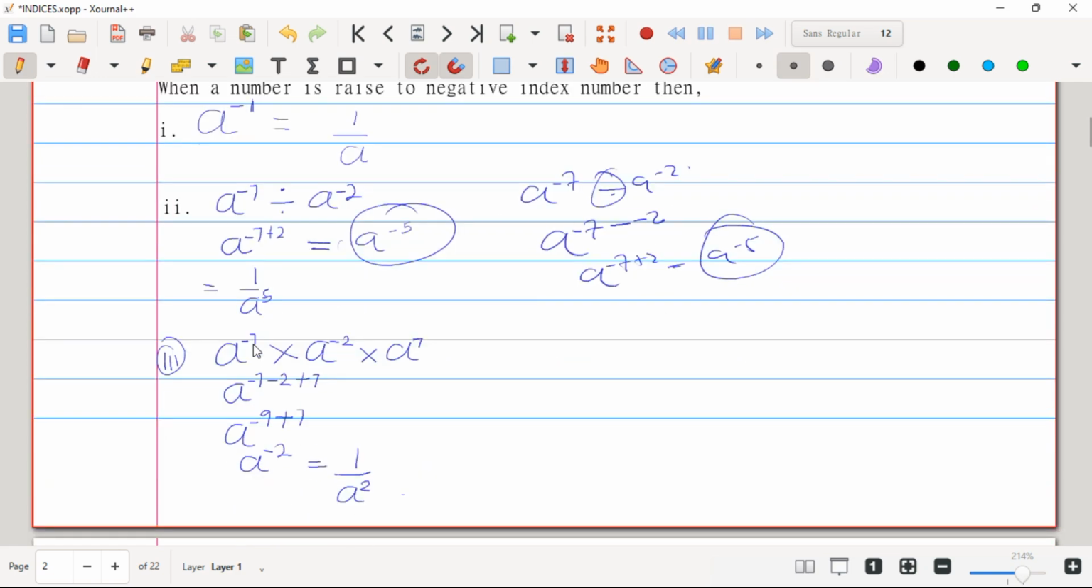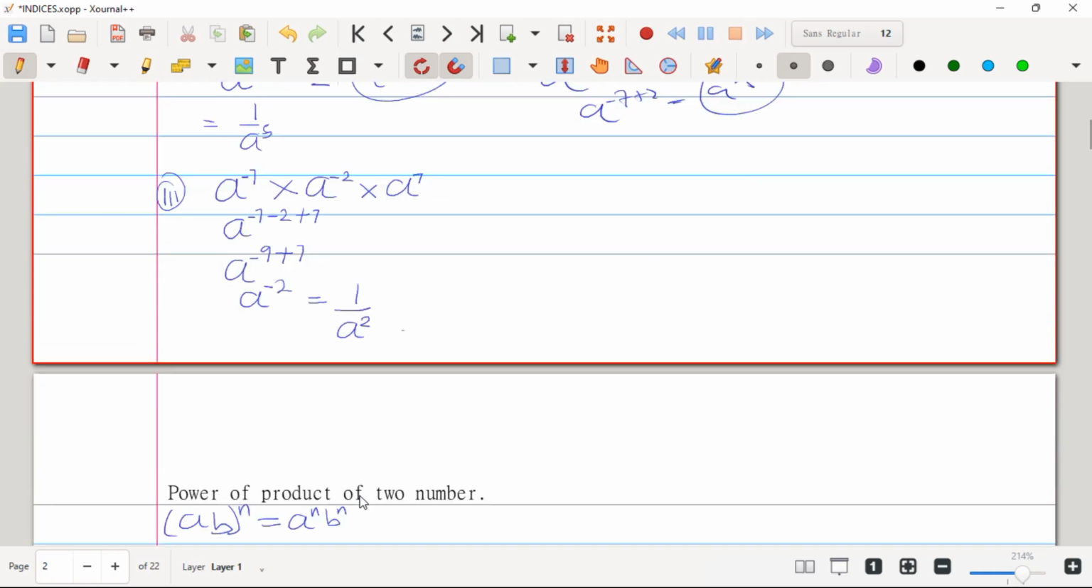So here we have a raised to the power negative 7 times a raised to the power negative 2 times a raised to the power 7, right? For this one, we just have multiplication with the same base, so you just add the exponents. Since we have negatives in front, if you have positive and then negative, the negative overshadows the positive. So here you have a raised to the power negative 7 minus 2 plus 7, which gives us a raised to the power negative 2, and the final answer is 1 divided by a raised to the power 2, right?